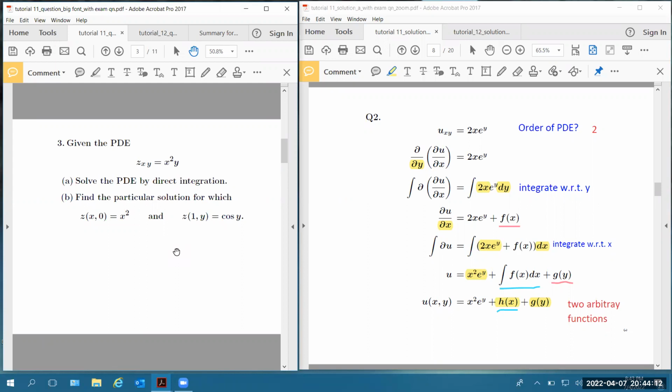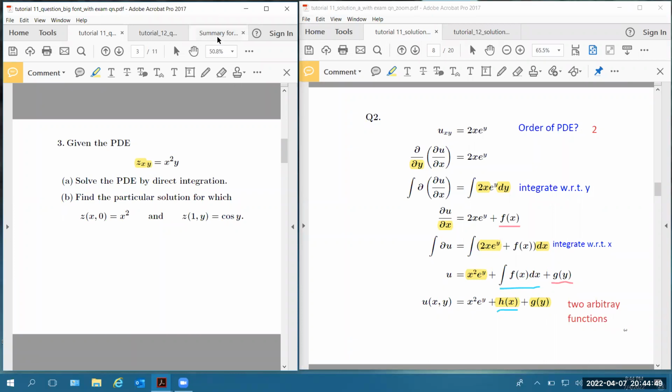Here is another question. This time we have this PDE here: z_xy equal to x squared y. The xy here is in the subscript, meaning that it's del squared z over del x del y. The other side is x squared y. If you look at the whole PDE, there's only one derivative term, del squared z over del x del y.